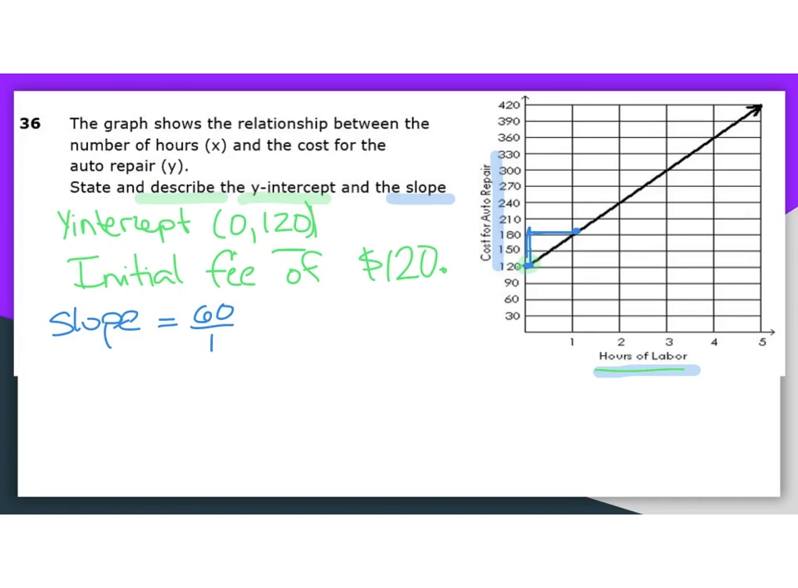Remember, this is the change in y. So this is the cost of auto repair. So it's going to be $60 every 1 hour. The denominator is 1. 1 is the x values, the change in x. x is the hours of labor. So this is $60 per hour. So we have our initial fee of 120, and then every hour that the car is being worked on after that is going to be an additional $60.